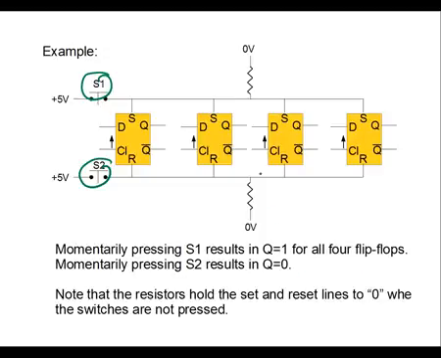Now, the thing about these resistors is many times we don't use them, but it's a good idea to use them because this is generally ground. What that does is make sure that when this switch, S2, is not pressed, indeed we have zeros on this line.